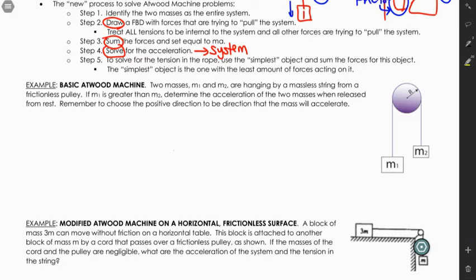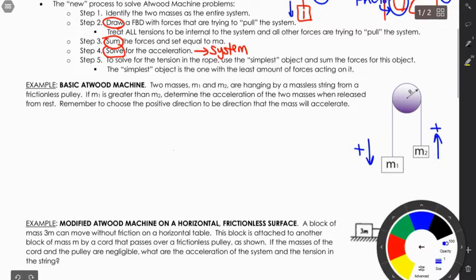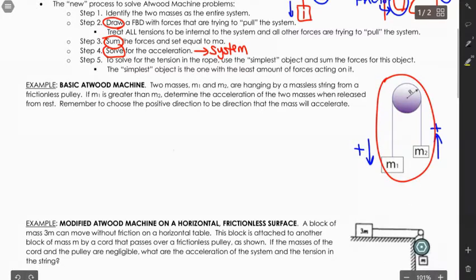Okay? So we know this. If I let this system go, this is what's going to happen because M1 is greater than M2, right? M1 is going to drop down, M2 is going to go flying up. Okay? And that's important. So here's my system, right? Everything inside that circle is representative of my system. So note what happens to the tensions. They now become internal, right? Because where are they located in my circle? Inside, right? So you see how this internal part works?